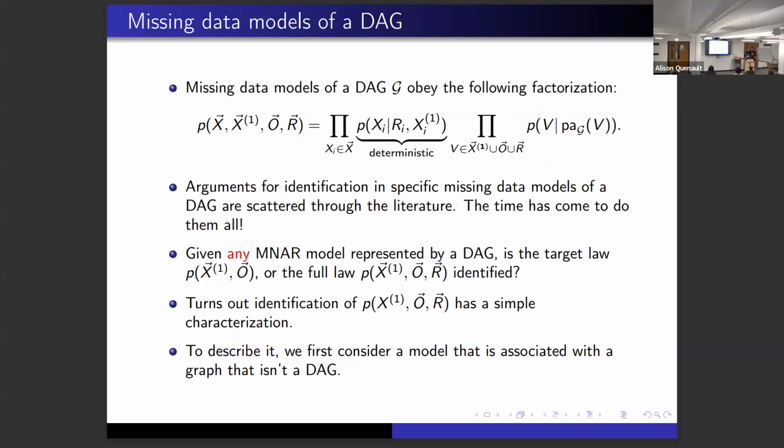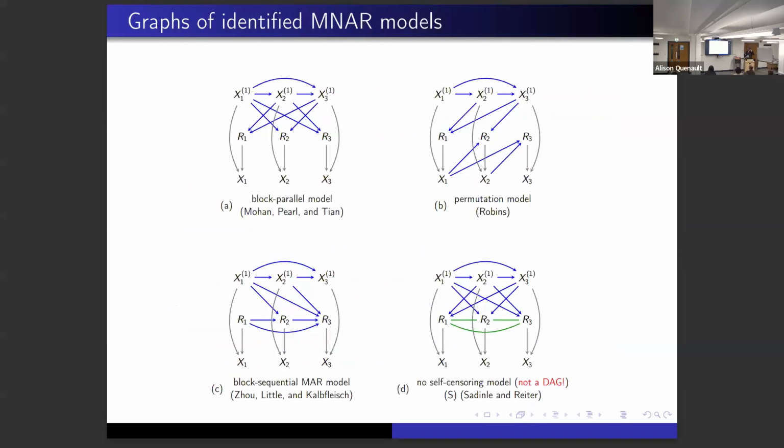And so the arguments for identification in specific missing data models of a DAG are scattered throughout the literature. So for example, there is an argument for each of, let's say, A, B, and C. If you look at the respective papers, there's an argument for why we're identified in each of them. Although it's funny, in C, they never use the word identification anywhere. They just say, I can do maximum likelihood and get the right answer, which is, I guess, the same thing. And then they say, oh, but in some cases, some parameters have more than one global optimum, which is basically not identified, but they don't say it that way. Just interesting.